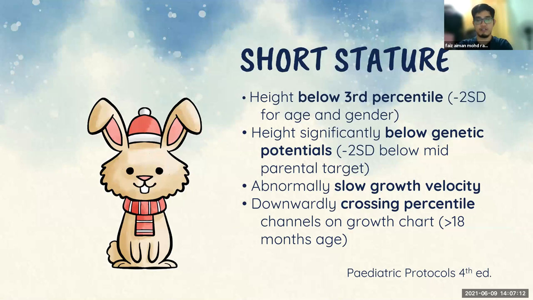This is the definition of short stature. You need to remember this based on the pediatric protocols. Short stature is when the child has height below the third percentile or less than 2 standard deviations for age and gender, or when their height is significantly below genetic potential, which is less than 2 standard deviations below mid-parental target. I will explain the genetic potential later on. Or they have abnormally slow growth velocity, or downward crossing of percentile channels on the growth chart for a child more than 18 months of age.